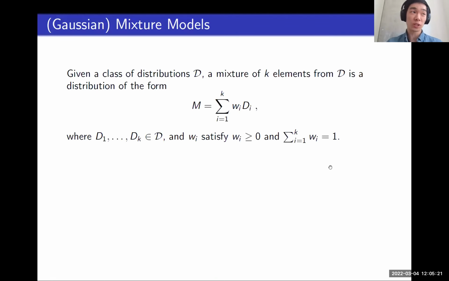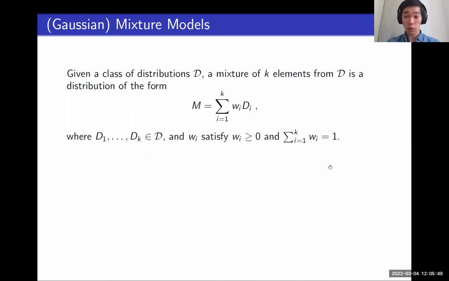So mixture models are defined as follows. We have some class of distributions D, and then a mixture of k elements from D is a distribution of the form shown, where we have k components D1 through Dk, and then k mixing weights W1 through Wk, right? And the mixing weights are non-negative and sum to 1. The way you draw a sample from a mixture, of course, is you sample an index according to the Wi's, and then you draw a sample from the corresponding component.